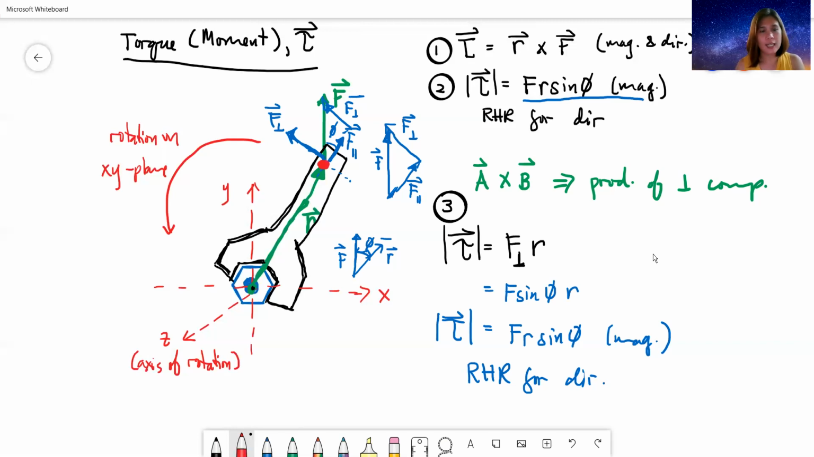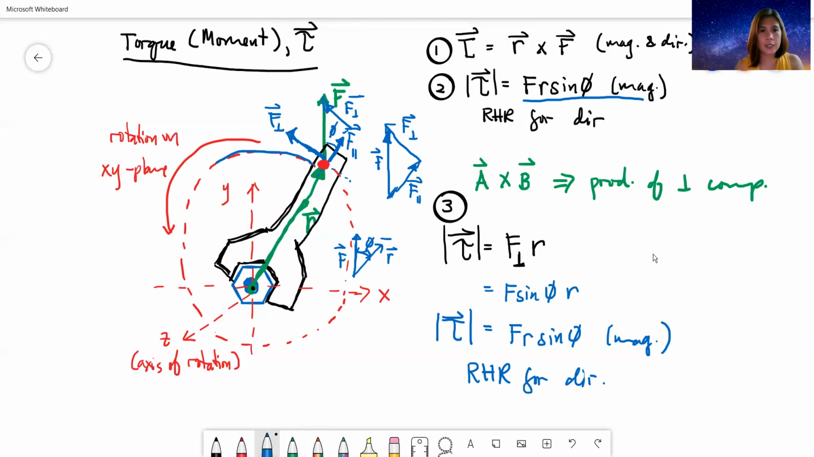So kung i-allow natin na ang wrench makaikot ng isang buong ikot, then this point here, the point of application here in the wrench will also be moving in a complete circle. So kung i-sketch natin yung circle na gagalawan ngayon ni point O, okay, gawa tayo ng iba pang another color.